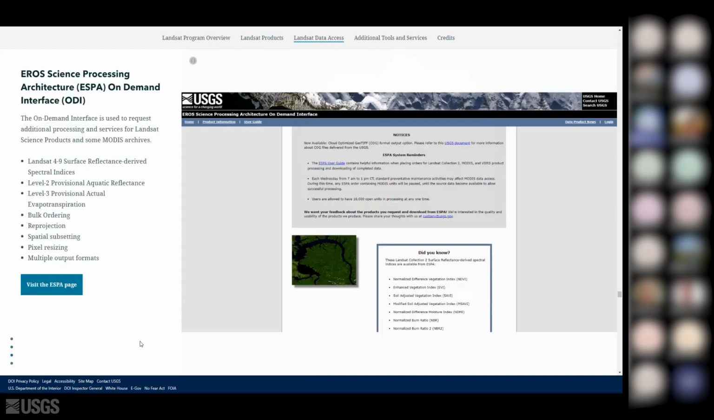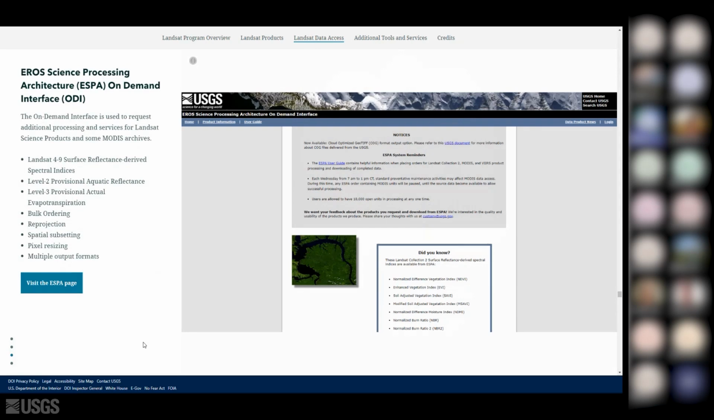Then we have the EROS Science Processing Architecture, or ESPA. This is the on-demand interface that I was talking about. This is where you would submit a request to download science data products like the spectral indices, the provisional aquatic reflectance, and the provisional ETA. This portal allows for bulk ordering.